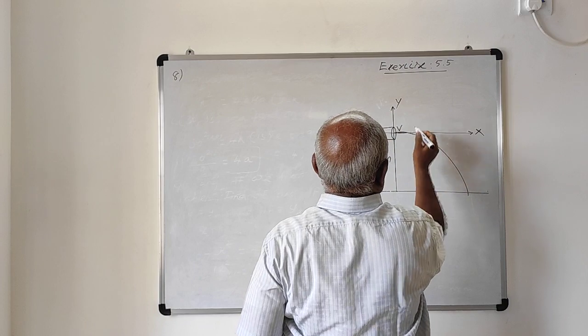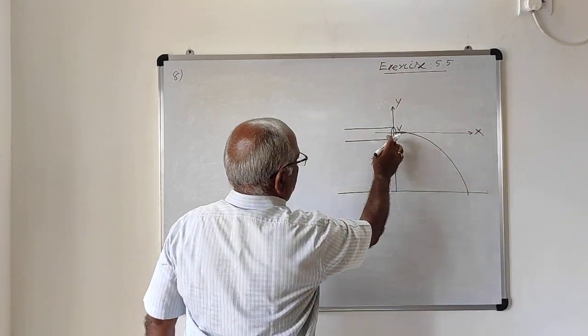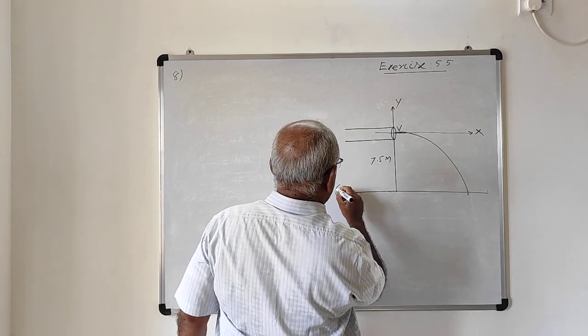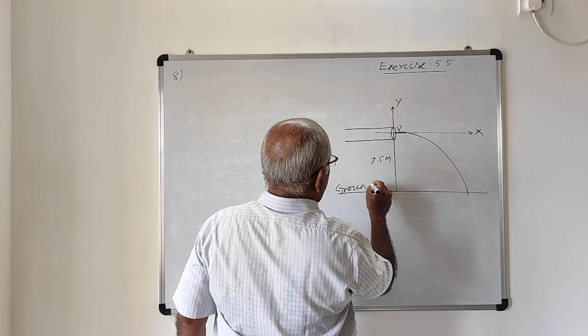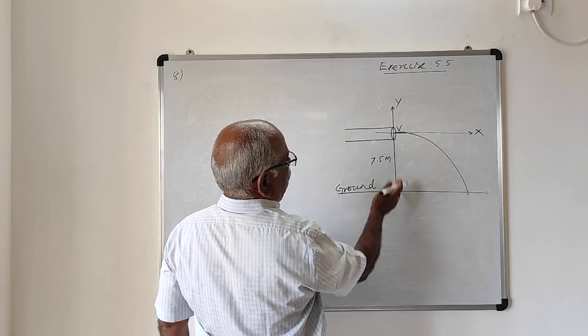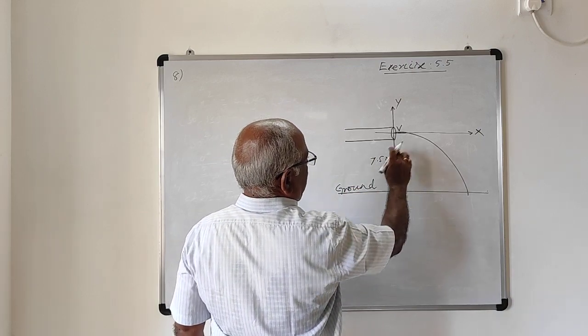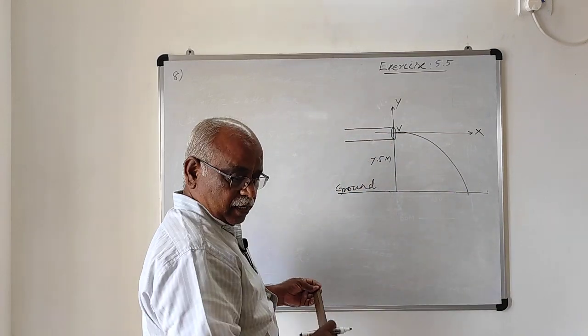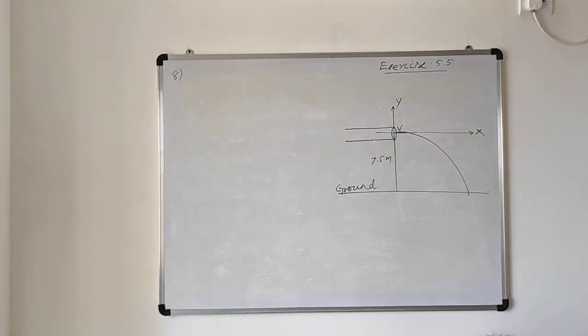This is the vertex. Water flows through the water pipe. The height of the pipe is from the ground. This is the ground. From the ground level, the height of the pipe is 7.5 meter, and the water touches the ground at a distance, and they are asking us to find out the distance, right?